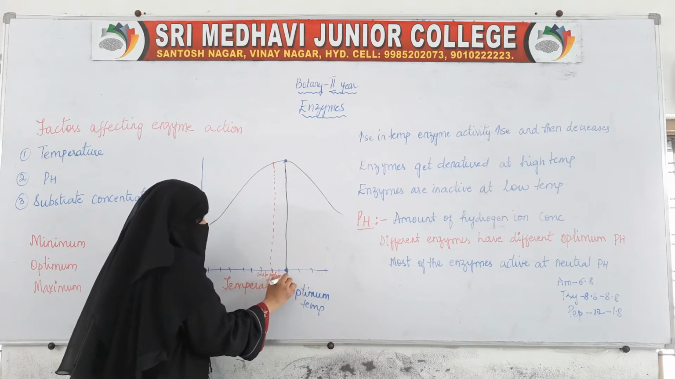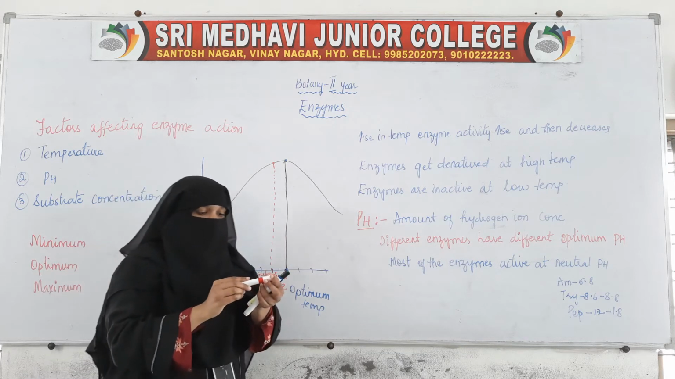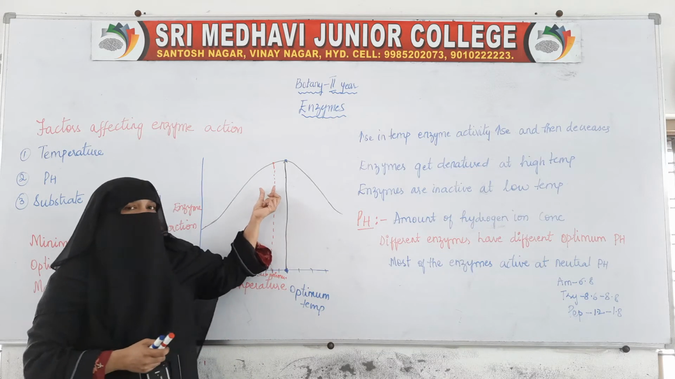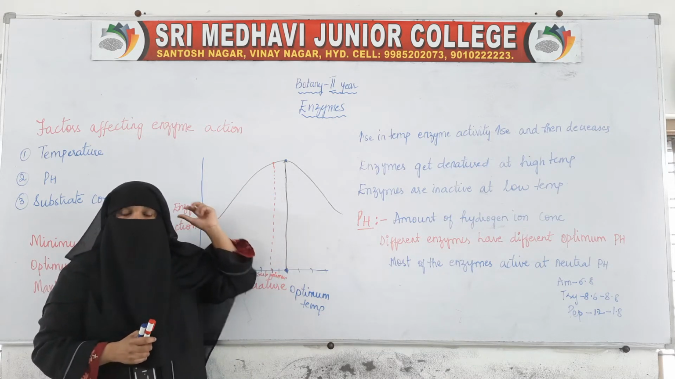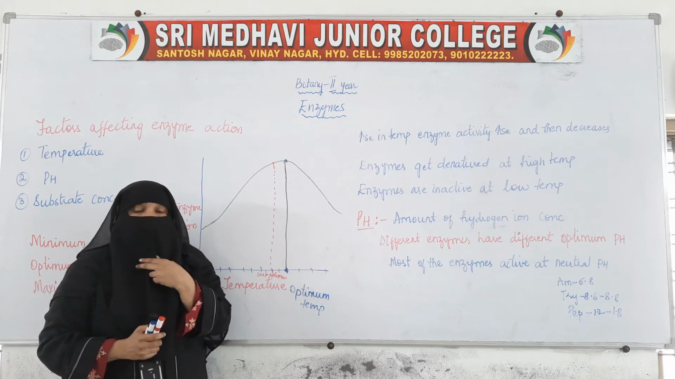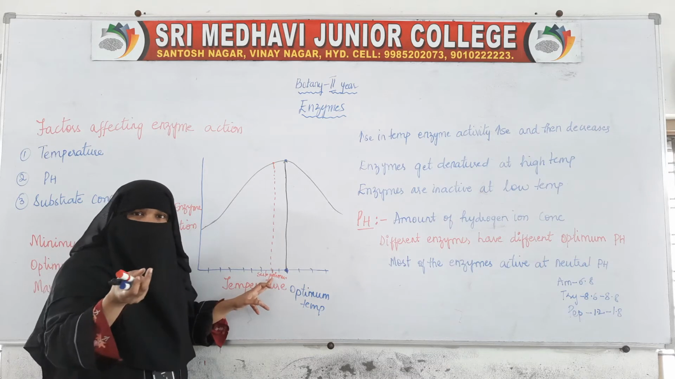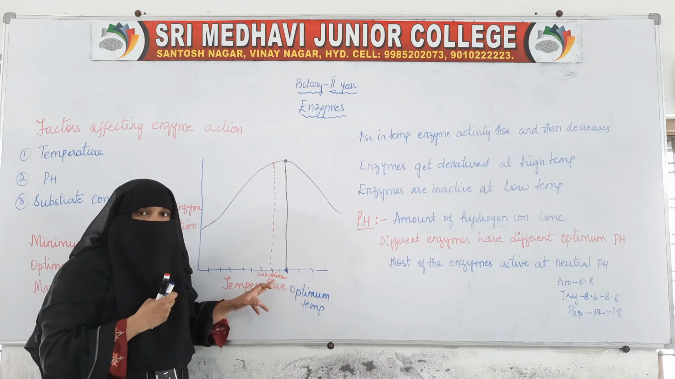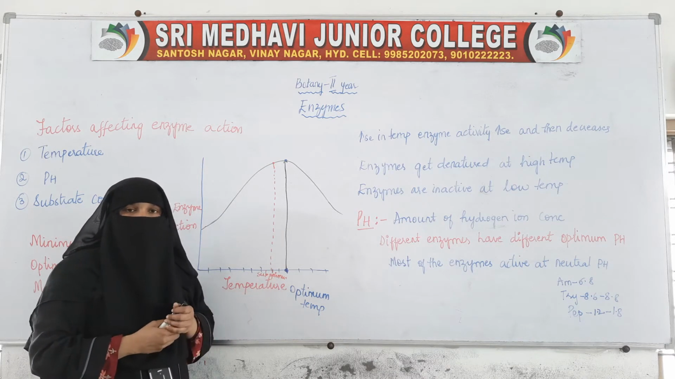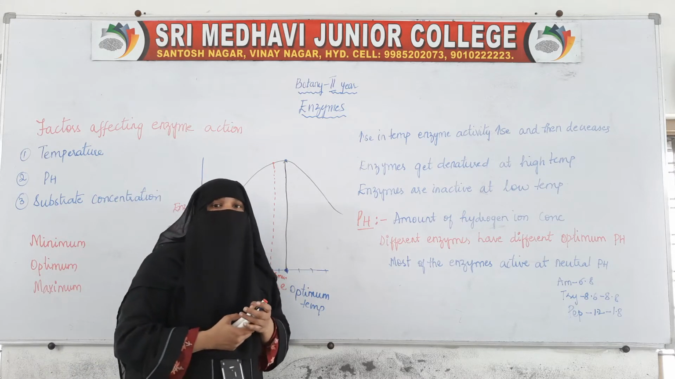Suboptimum temperature in our body. At this suboptimum temperature, the enzymatic action is maximum. The enzymatic action is maximum in our body at suboptimum temperature. Just a little below the optimum temperature, the enzymatic activity will be maximum in our body.